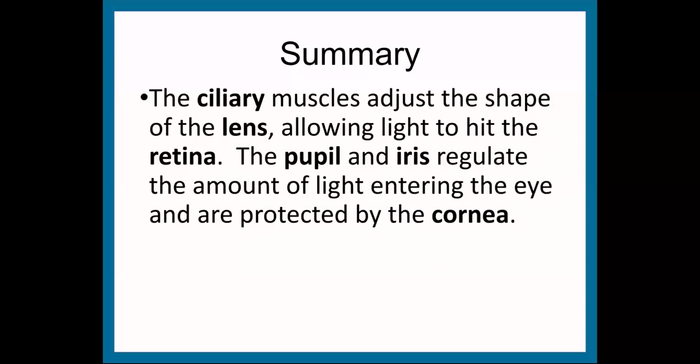Okay, so to sum up this video, the ciliary muscles adjust the shape of the lens, and that allows light to hit the retina. And the pupil and iris regulate the amount of light that enters the eye. And those two things, the pupil and the iris, are protected by the cornea.